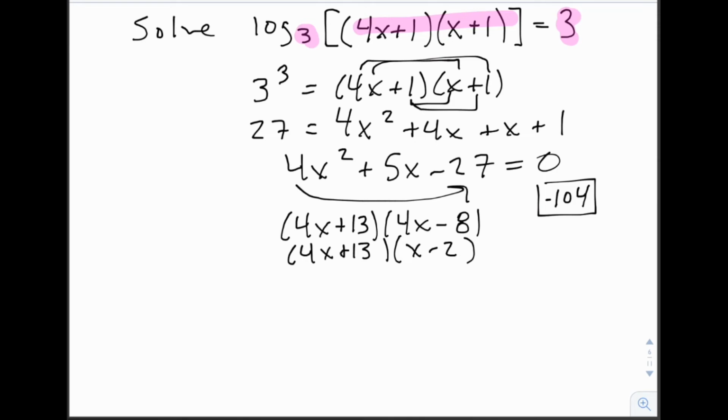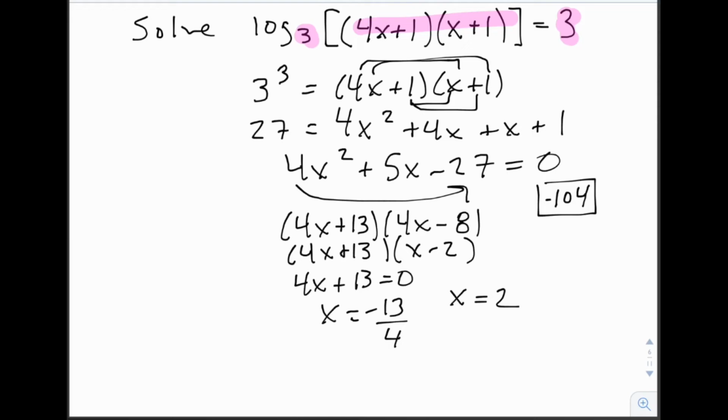And we can go ahead and try to solve these for x. So set 4x plus 13 equal to 0, and you're left with x is equal to negative 13 fourths. And finally, x is equal to a positive 2. Okay, so let's go ahead and check our bounds.